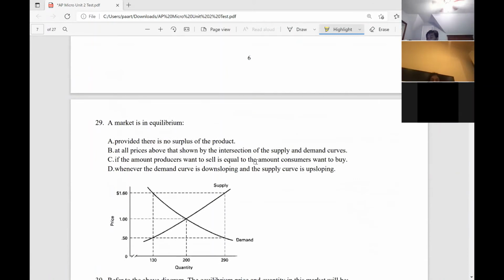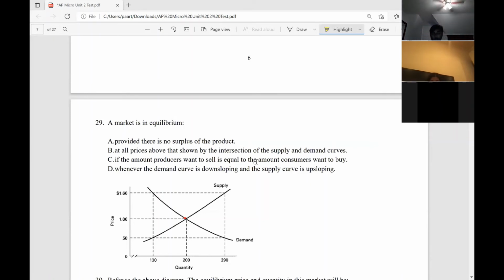Okay, so it's asking us to figure out which of the following statements matches to the fact if a market is in equilibrium. So basically equilibrium just means that the quantity supplied meets the quantity demanded, and that might not be actually found in real life. But A says that equilibrium means that there's no surplus of the product. B says that at all prices that are shown by the intersection of supply and demand curves. C, if the producer's amount wants to sell is equal to the amount consumers want to buy, and D, whenever the demand curve is downsloping and supply curve is upsloping.